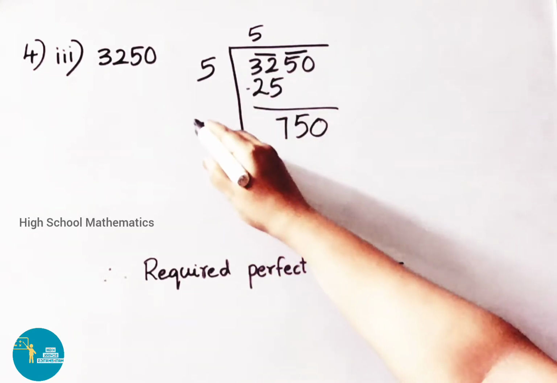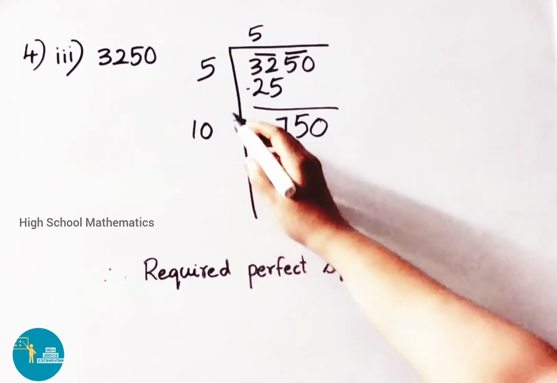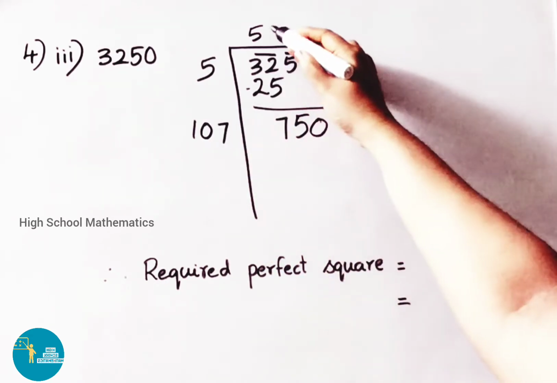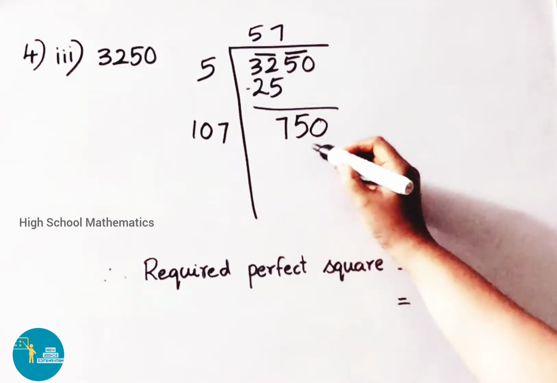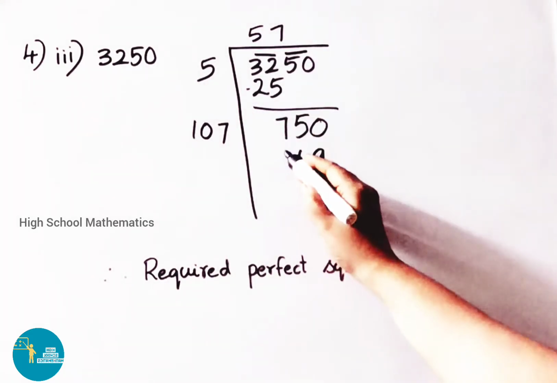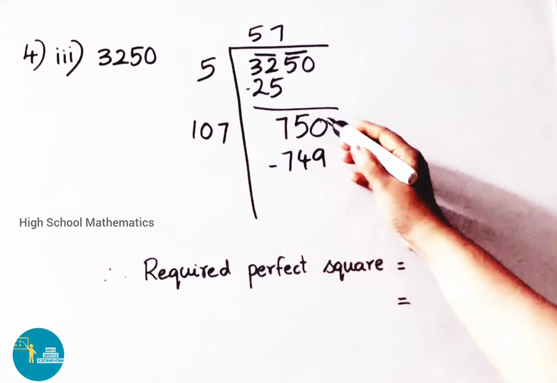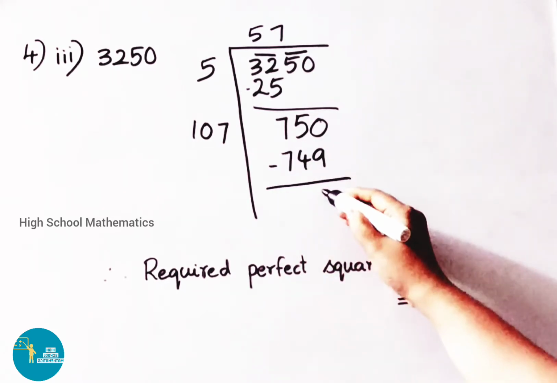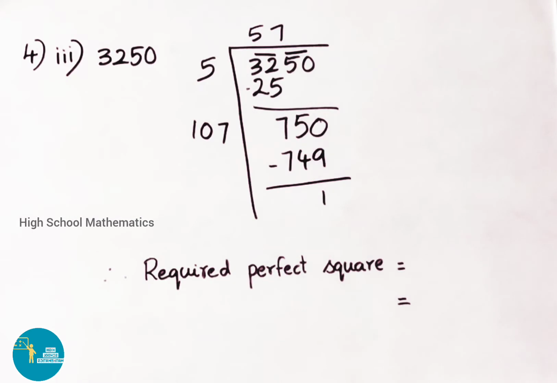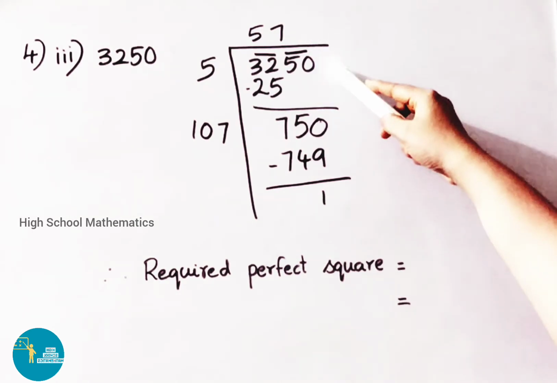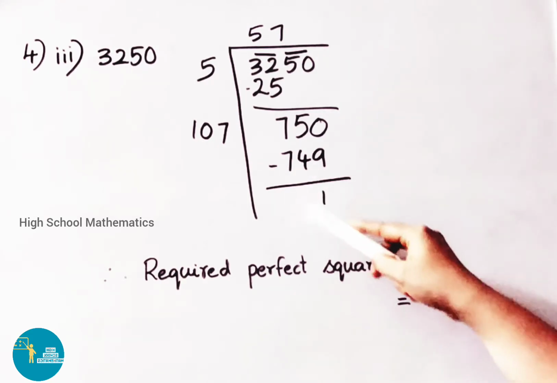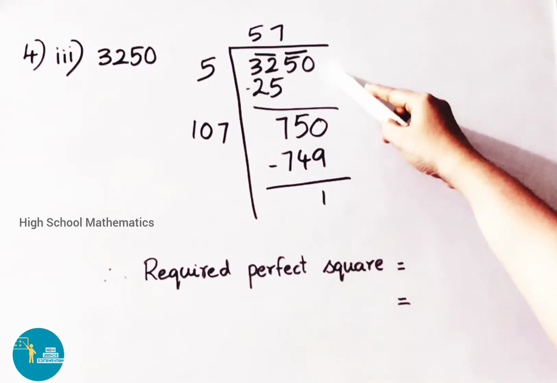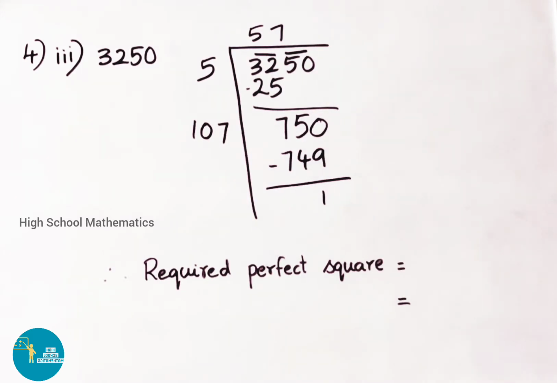5 double value is 10. Let us multiply here by 7. 107 sevens are how much? 7 sevens are 49. 7 ones are 7. 750 minus 749 we get a remainder 1. Clearly we can understand that the square of 57 is less than 3250 by 1. If we subtract this 1 from 3250 we get the perfect square.